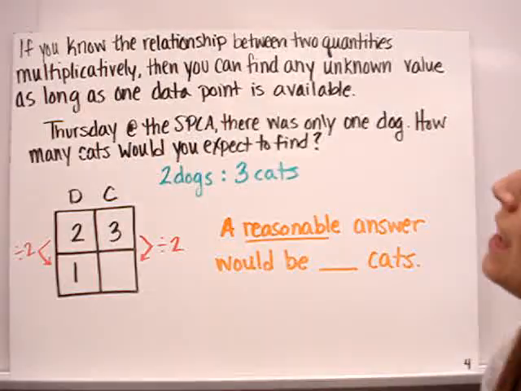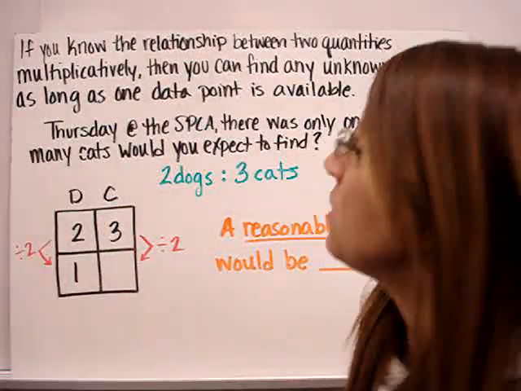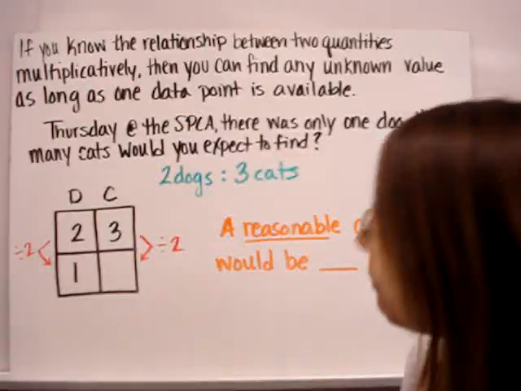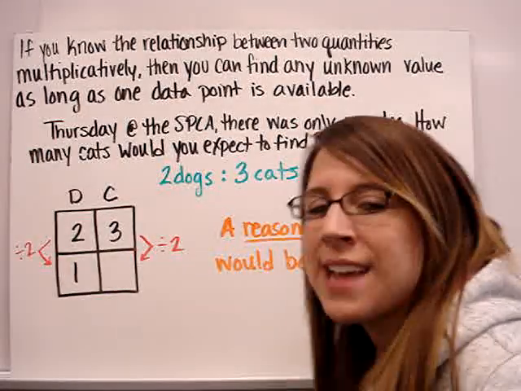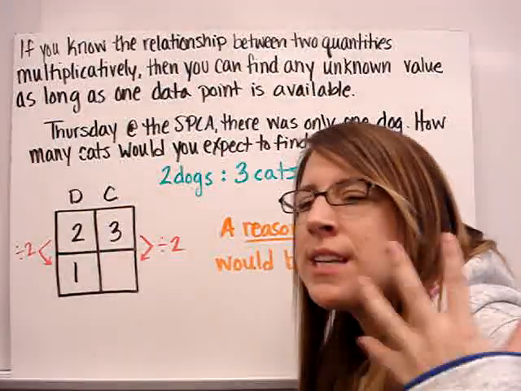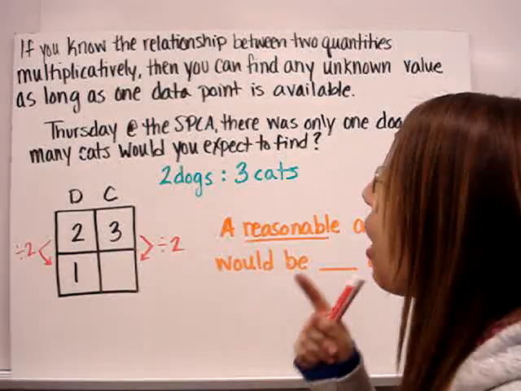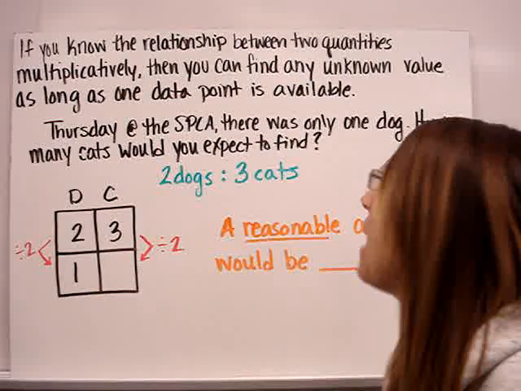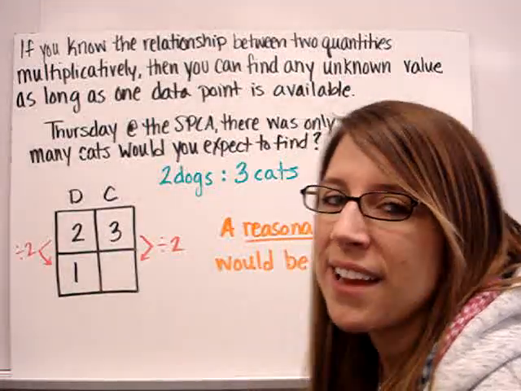Okay. Now, if you know the relationship between two quantities multiplicatively, then you can find any unknown value as long as one data point is available. So here again, same scenario, but we're just expanding. Thursday at the SPCA, there was only one dog. So how many cats would you expect to find?